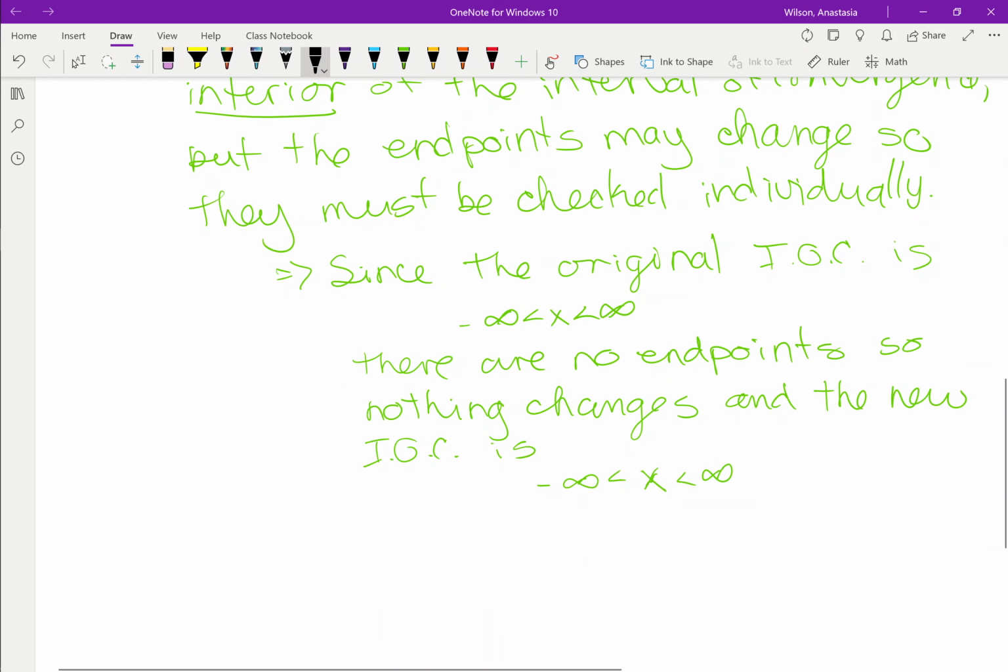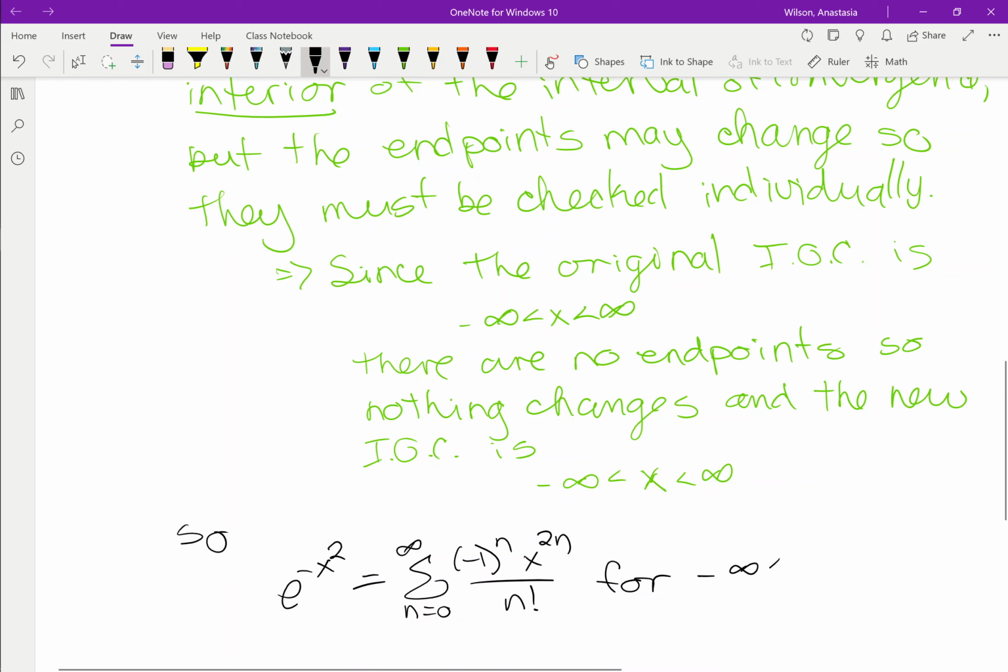So in conclusion, we have e to the negative x squared is equal to the sum from n equals 0 to infinity of negative 1 to the n, x to the 2n over n factorial, and this is true for all x values between negative infinity and infinity. And that is our complete final answer for part A. We will pick up with part B in the next video.